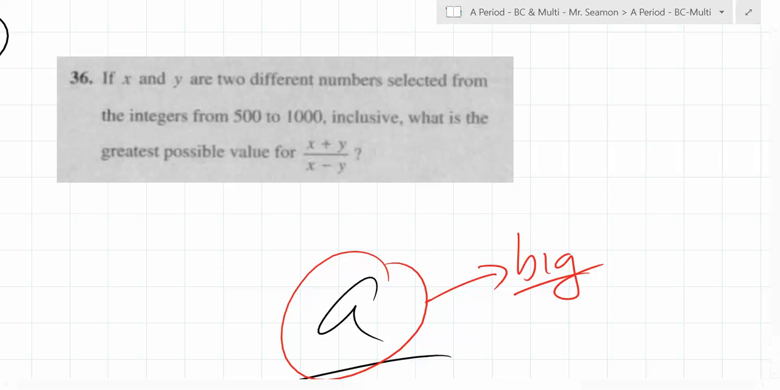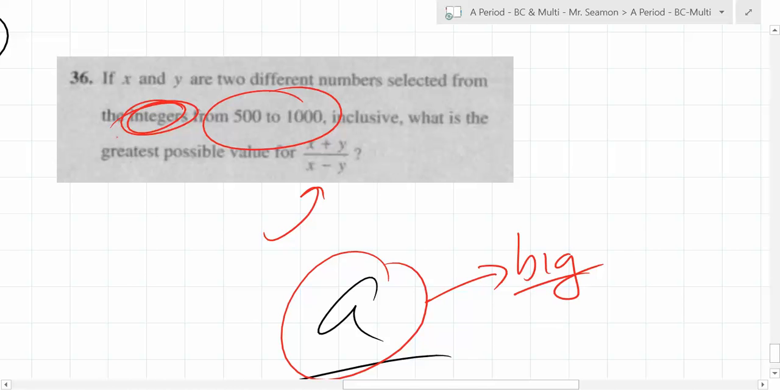If these two things are numbers between 500 and 1,000, what's the smallest the difference can be? What's the smallest? 1. You could pick two numbers that are 1 apart, correct? Correct, and you're not doing it because these are two different integers, right? Look, integers, you see that? So the smallest the difference could be is 1. If you do that, you might think, oh, maybe negative, but the thing is you want the whole thing to be bigger, so keep it positive.